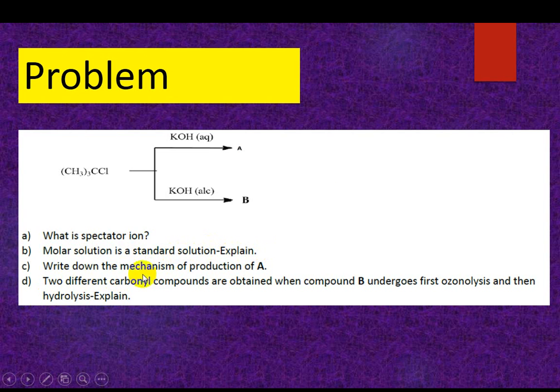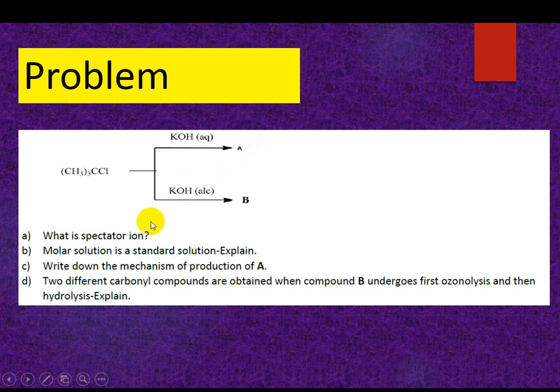Okay, write down the mechanism of production of A. This is A. Okay, I have a question. Write down the mechanism of A. This is the reactant alkyl halide. Which mechanism will this reaction follow?